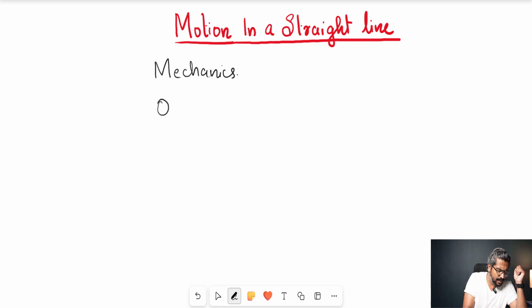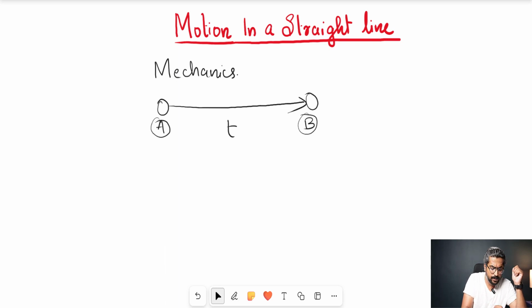Just imagine that there is an object A, which is moving in time t. It is starting from point A, and after time t, you can see the object is at point B. We need to study the movement of that particular object, and we call such a branch of study mechanics.